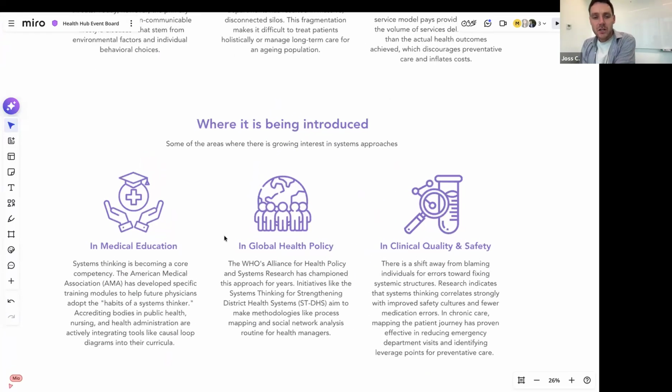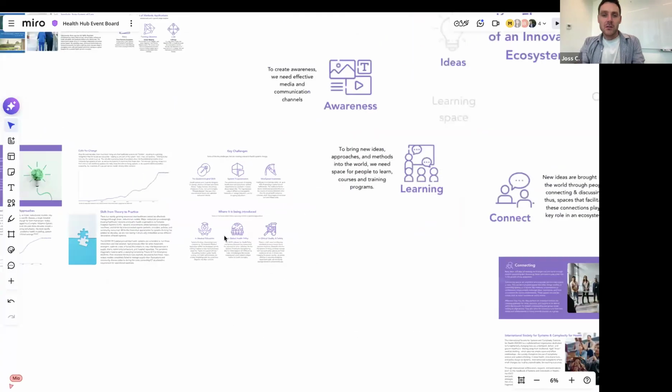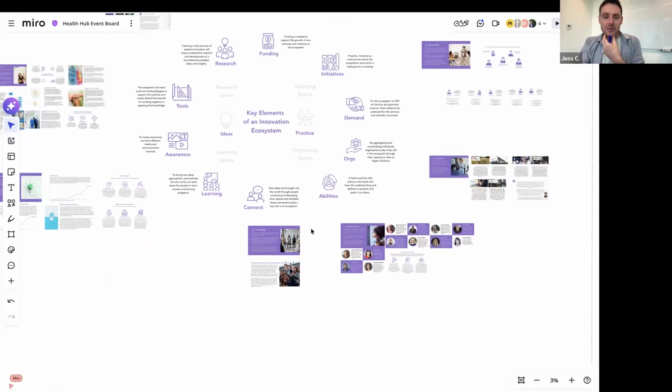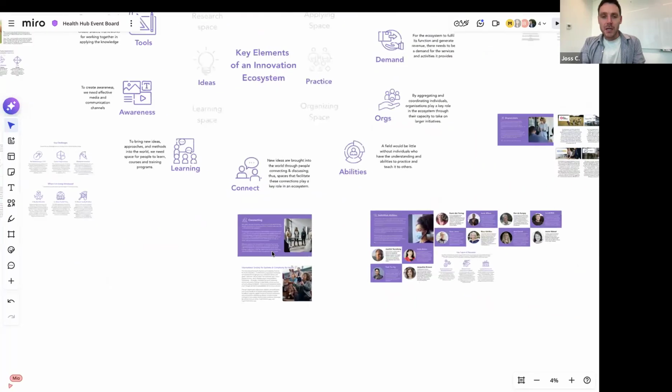In medical education, habits of a systems thinker, for example, global health policy. We saw the WHO's publication back there. In clinical quality and safety. So those are some of the areas that it's being applied. That's a little bit about awareness. In connecting, there's quite a gap here, as I was talking about.